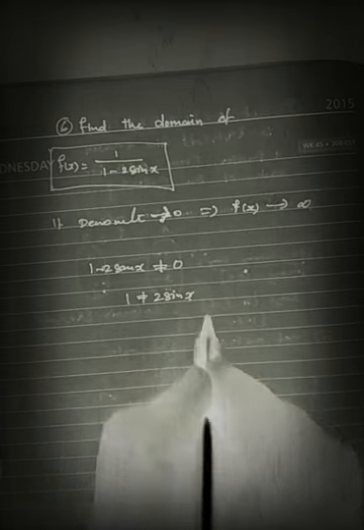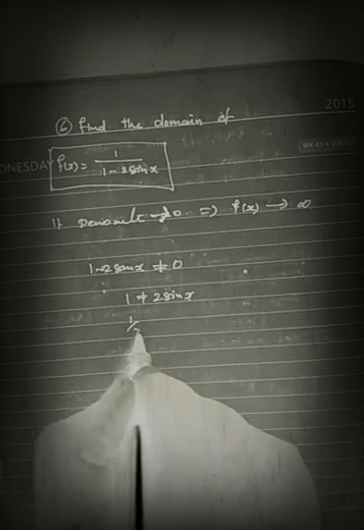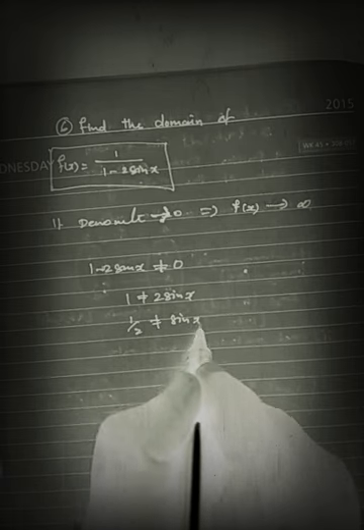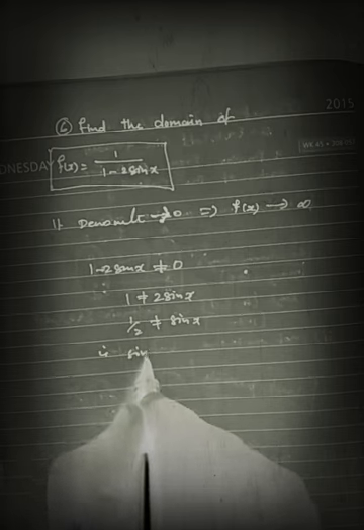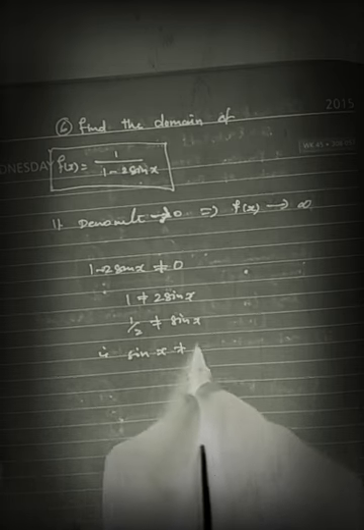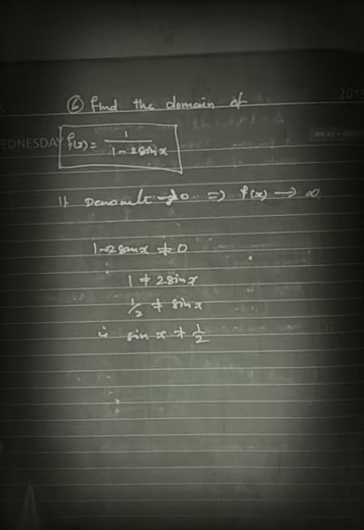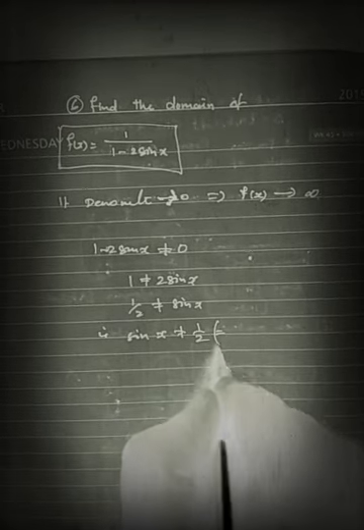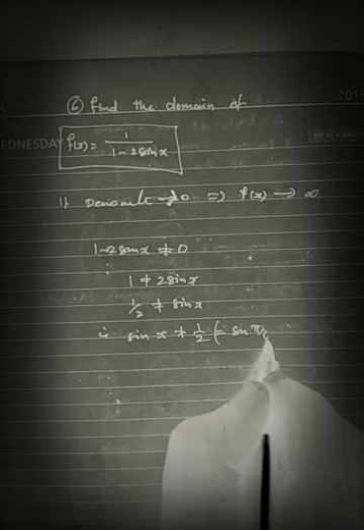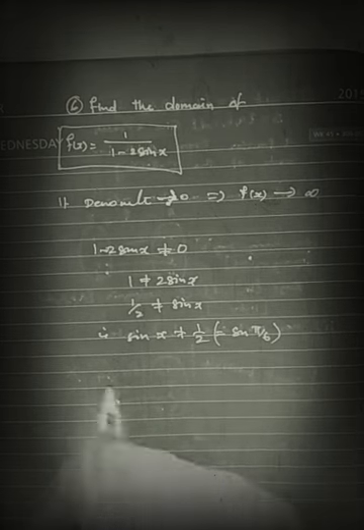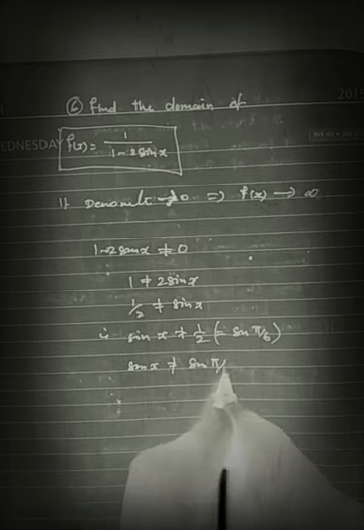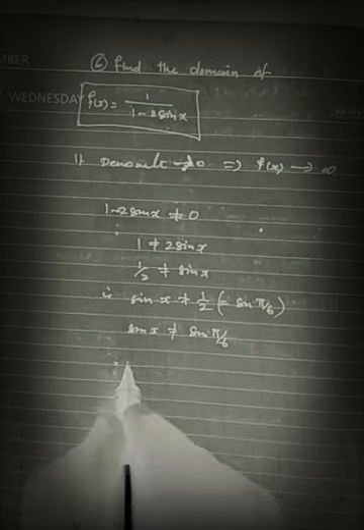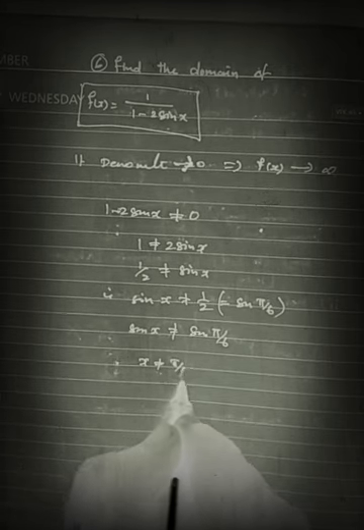Then 1 should not equal 2 sine x. Is it clear? Which means 1 by 2 should not equal sine x, because I shifted 1 to there and 2 to here. That is, we can say sine x value should not equal 1 by 2. When sine x value is half, that is sine pi by 6, sine 30 degrees is only half. Therefore sine x should not equal sine pi by 6. Same, half we replace them. Therefore x value should not equal pi by 6.